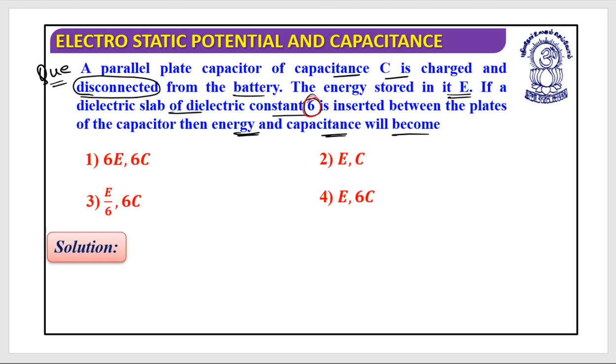As 6 has been given, they are interested in the energy and the capacitance. So capacitance will be 6 times and energy would be 1 by K, it's E by 6. I hope those things are clear to you. Is it clear?